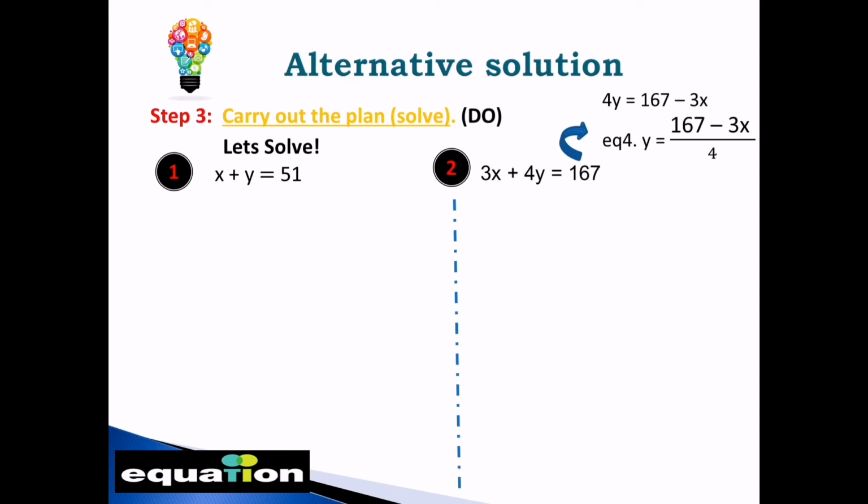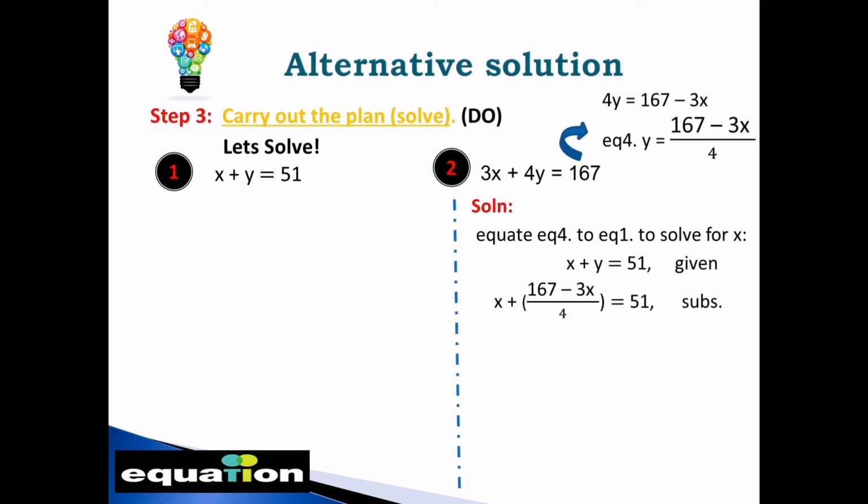Simply transpose 3x to the other side, it becomes negative 3x. Then divide the whole equation by 4. So I have here y equals 167 minus 3x over 4. Then the same process: I am going to equate equation 4 to equation 1 to solve for x. Simply use equation 1, bring it down as part of the given, then substitute the value of y like this. And this is what we call substitution.